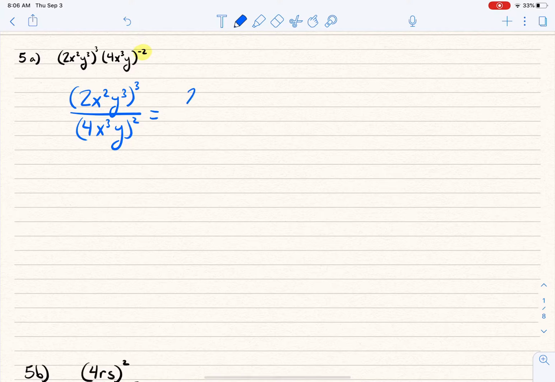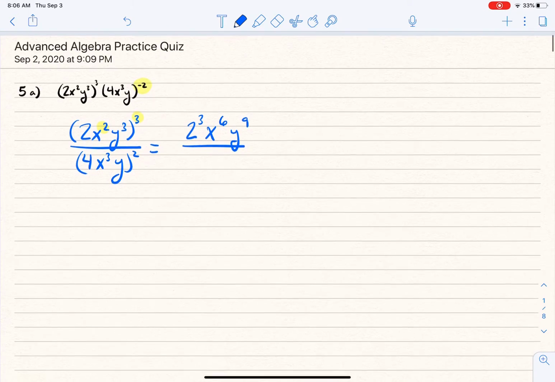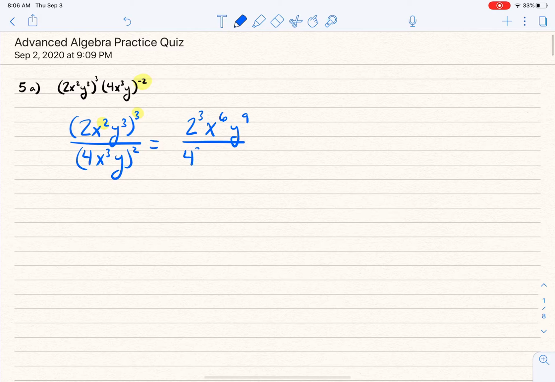So I realized that this is the same as 2 to the third power, x to the 6th power, because that 2 times that 3 gives me 6, and then y to the 9th power, since 3 times 3 is 9, all over 4 squared, and then x to the 6th power, and then y squared. At this point, I just keep simplifying. 2 to the third power is 8. X to the 6th power just is. Y to the 9th power just is. And then on the bottom, 4 squared is going to be 16. I've got x to the 6th power over y squared.